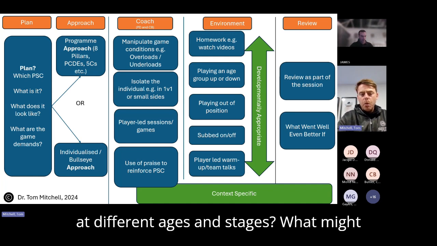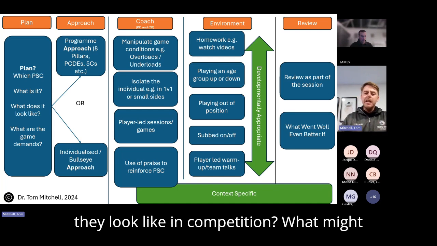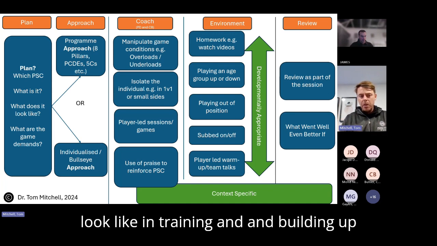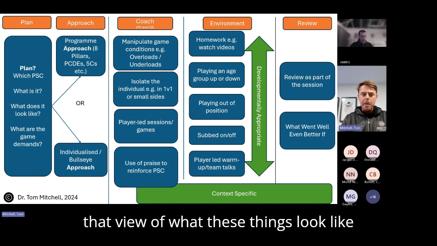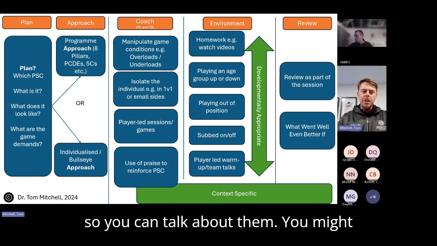Which ones are they? What might they look like at different ages and stages? What might they look like in competition? What might they look like in training? And building up that view of what these things look like so you can talk about them.